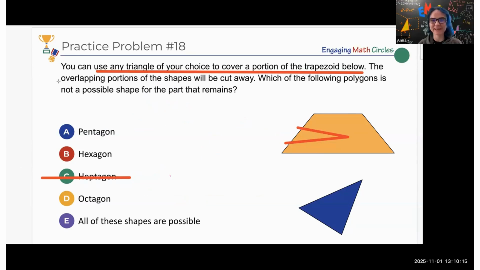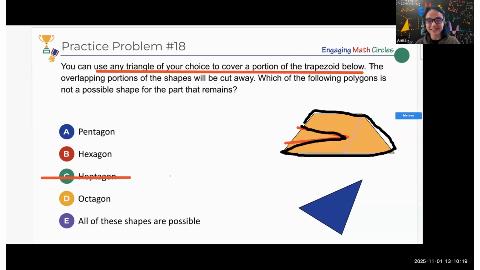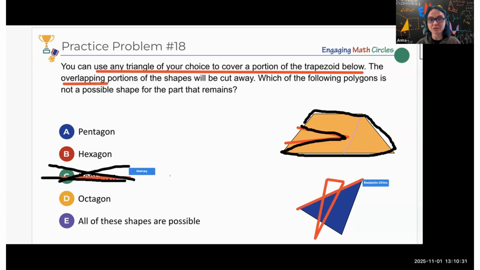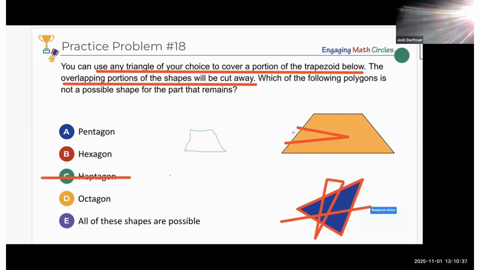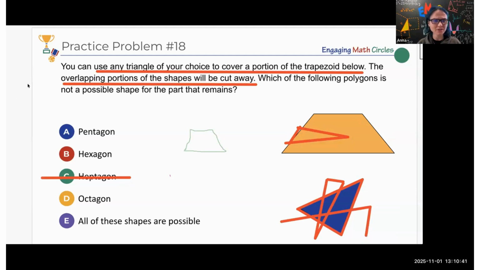Yes, then it becomes crazy. So thank you, whoever caught our mistake. It doesn't say use one triangle, but that's what they probably mean. Use any triangle, but only once. Then the overlapping portions of the triangle and your original trapezoid will be cut away. So here is one triangle you cut away, and how many sides does the shape have?